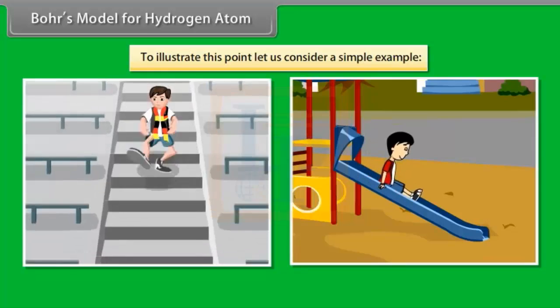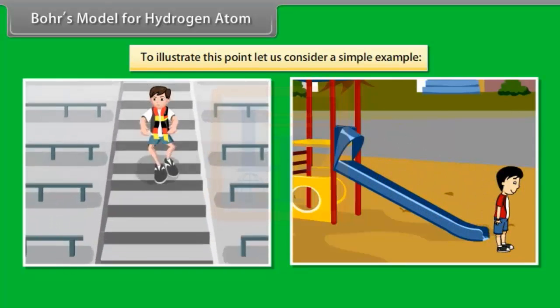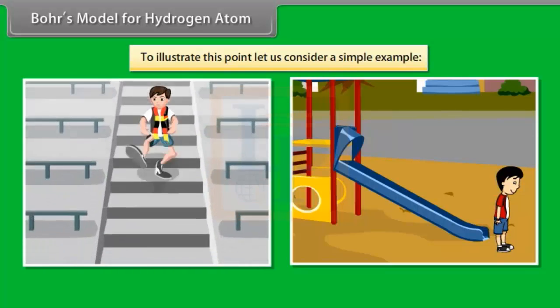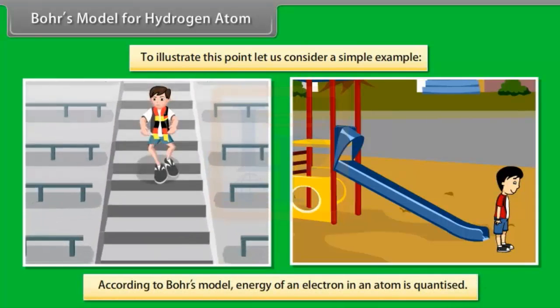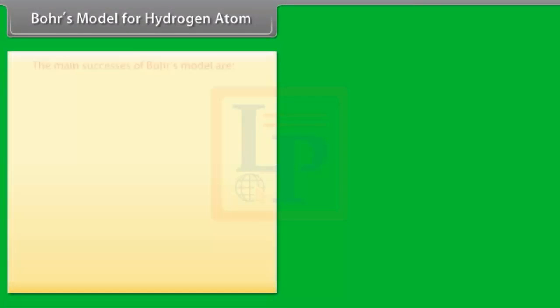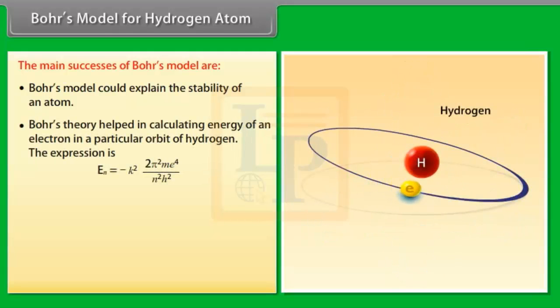On the other hand, if the person moves down a ramp, then his energy changes continuously and he can have any value of energy corresponding to any point on the ramp. Energy in this case is not quantized. So, according to Bohr's model, energy of an electron in an atom is quantized. The main successes of Bohr's model are: number 1. Bohr's model could explain the stability of an atom. Number 2. Bohr's theory helped in calculating energy of an electron in a particular orbit of hydrogen.